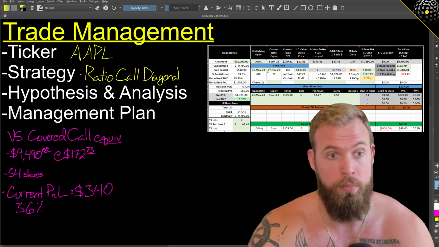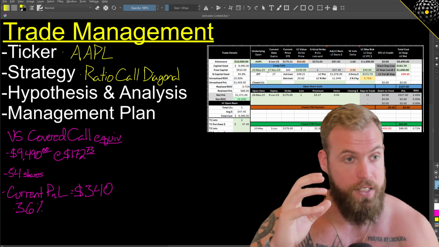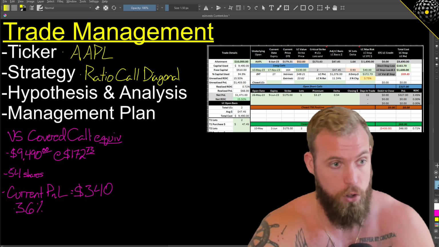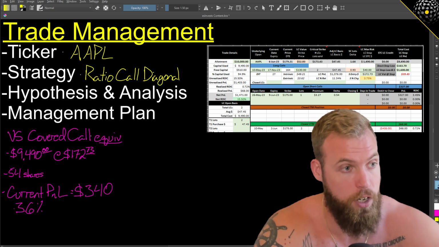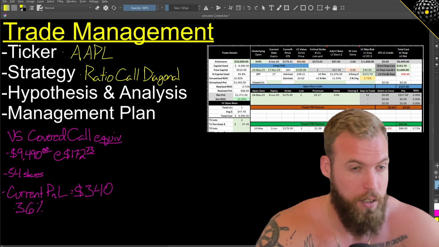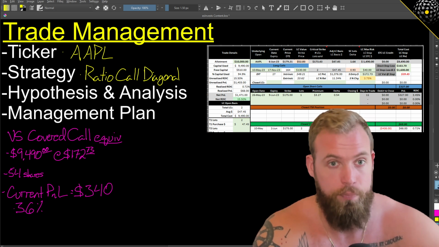It gives me plenty of room to give it some space, but I'm not going out into infinity, which is one of the benefits of the covered call. The point being is in this scenario, if you can get the direction correct, you can make way more money on these than these. Okay.